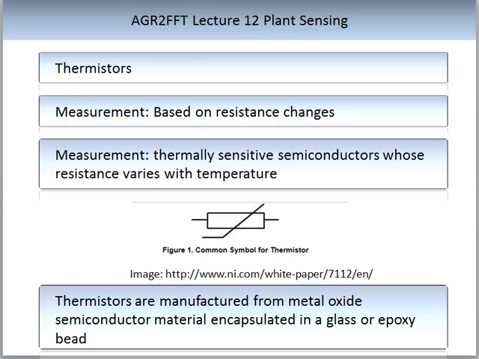Thermistors are another type of sensor that can be used to measure the temperature of a leaf. The measurement, put in simple terms, is based on resistance changes. It uses thermally sensitive semiconductors whose resistance will vary with temperature. Once you understand the relationship between the resistance and the temperature, you can then put together a simple calibration curve which will enable you to determine the temperature from the resistance change. Thermistors tend to be made from metal oxide semiconductor materials, which are encapsulated in a glass or an epoxy bead.